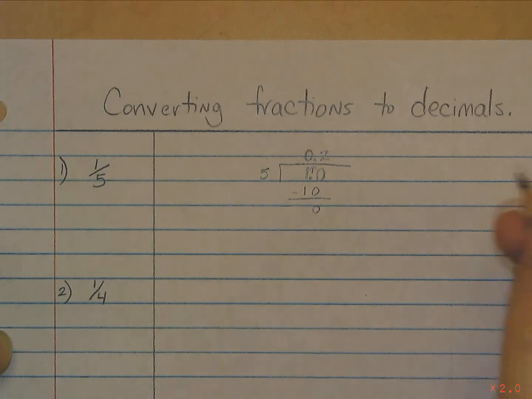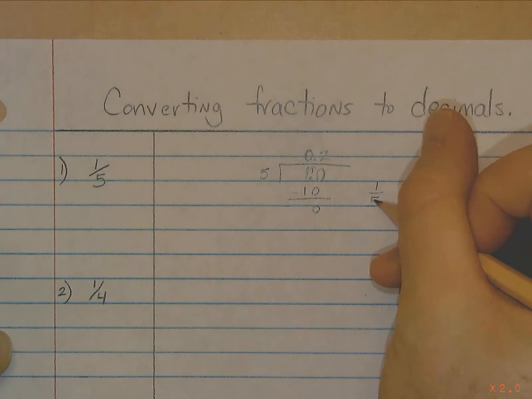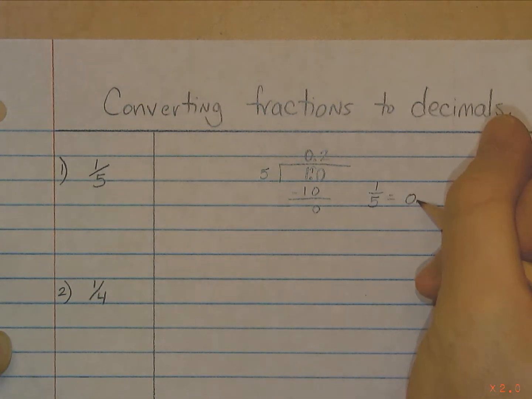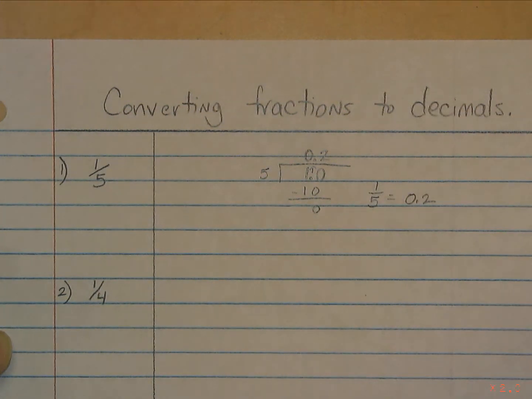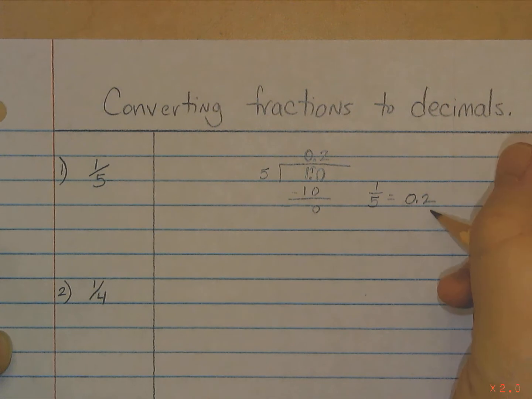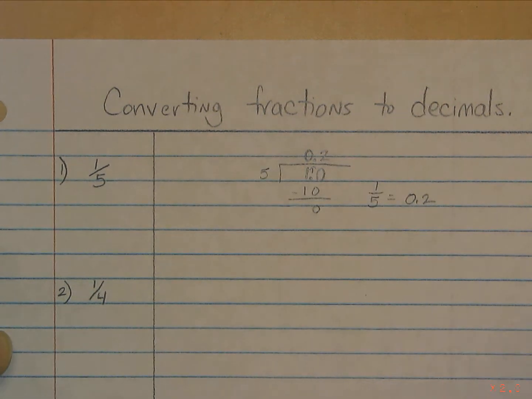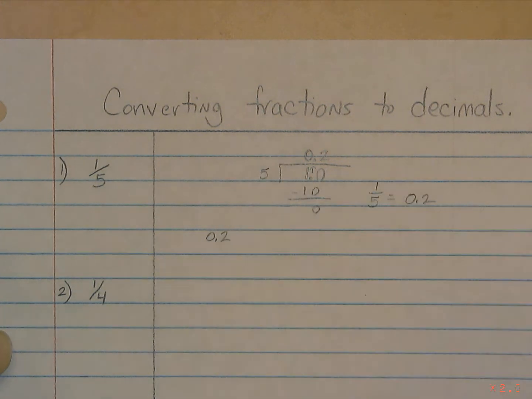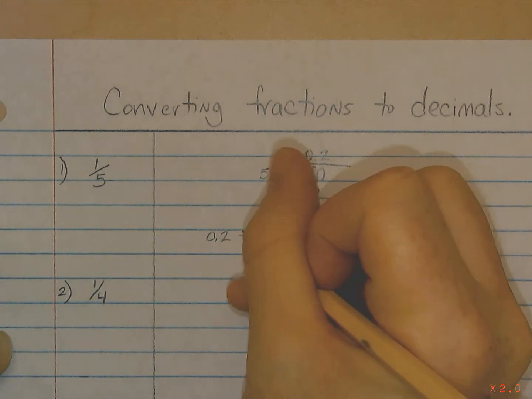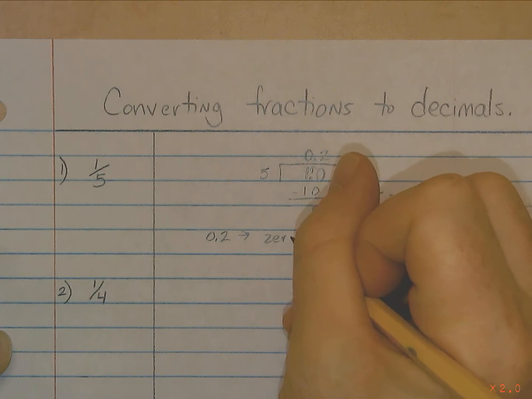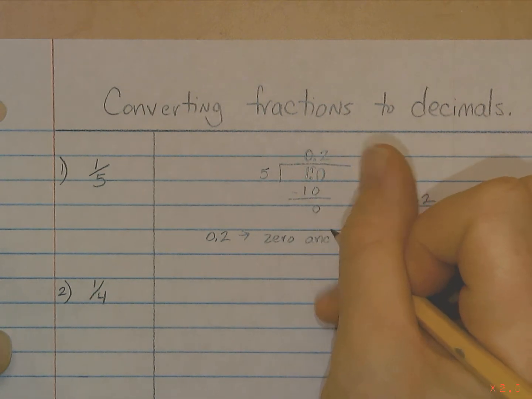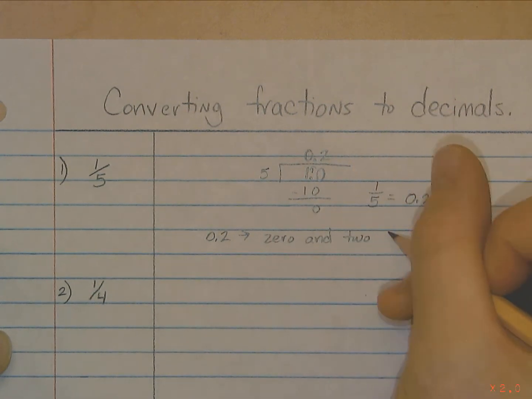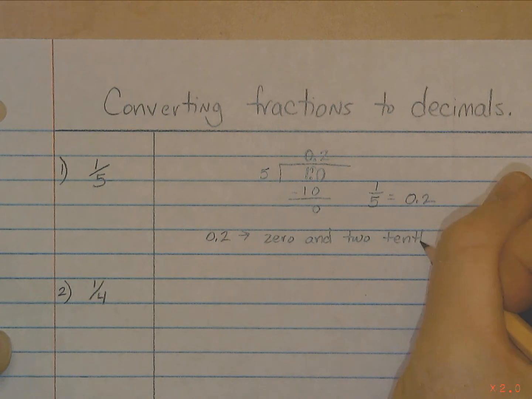So 1/5 equals 0.2, or the correct way to say this is 2/10. This is in the tenths place. If we were to go back to the fraction, the correct way of reading that would be 0 and 2/10. So this is 0 and 2/10. It's in the tenths place.